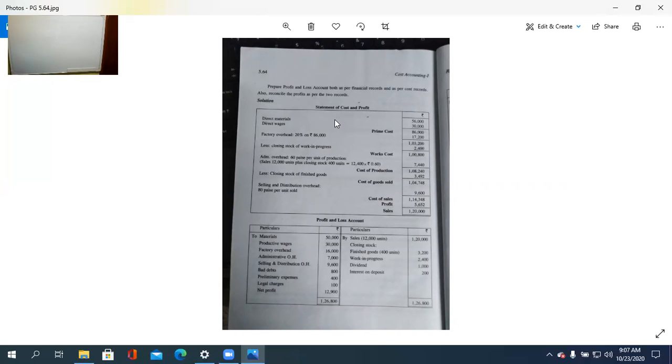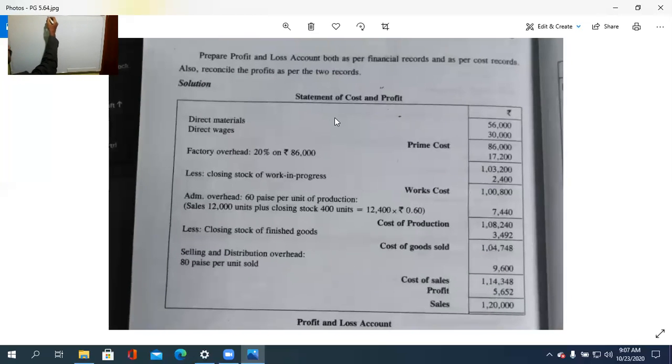First of all, what is the statement? Cost sheet needs to be prepared. So what are the items? Direct material. Direct material, which is how much? 56,000.